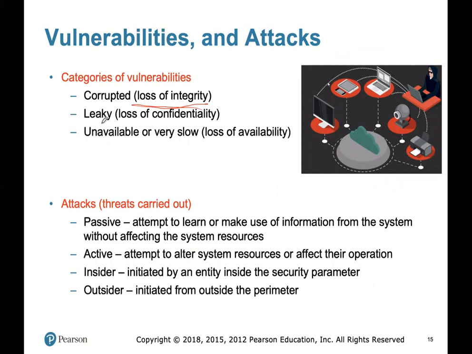We have leaky vulnerabilities. If they are used by an attacker to implement an attack, that attack is going to target the confidentiality of our system. They are called leaky vulnerabilities. And we have unavailable vulnerabilities that relate to unavailability. By the name, it's clear that if an attacker uses these vulnerabilities to implement an attack, what is going to be compromised is the availability of our system. So this is a pretty straightforward categorization for the vulnerabilities that we have in a computer system.